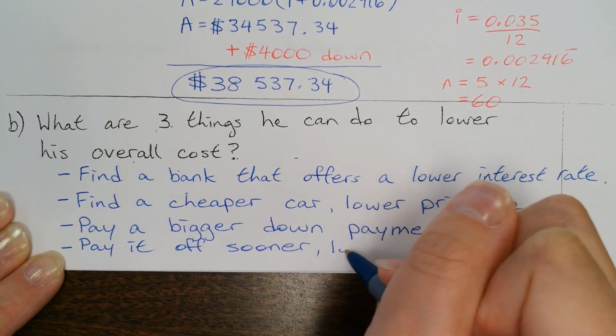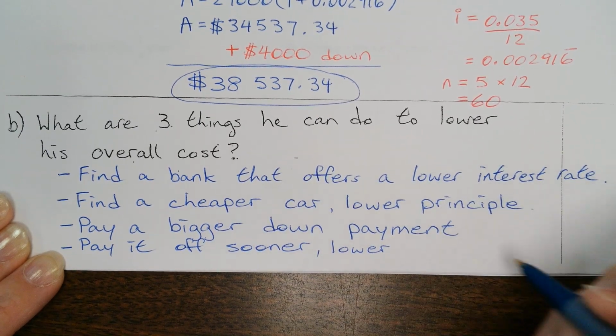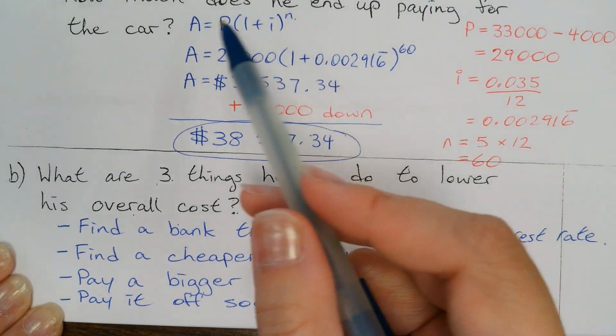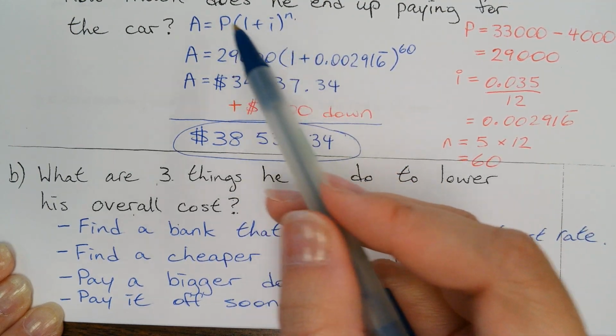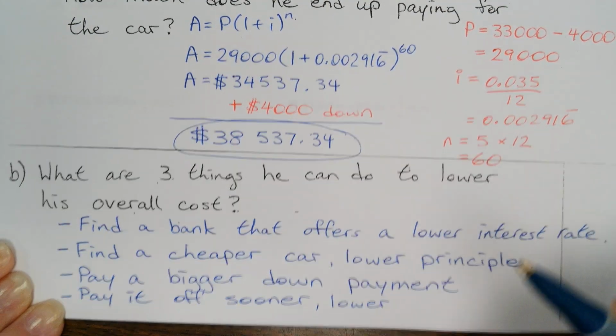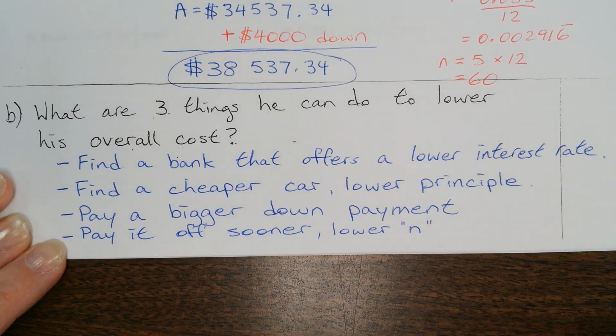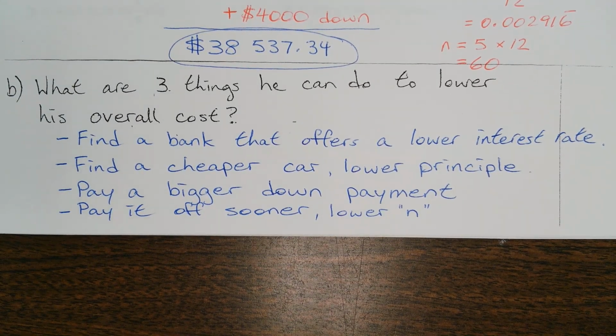So basically, lowering which variable? If I pay it off sooner, it lowers which variable? N. Yeah. Lower N. So the term. So instead of 5 years, if you can pay it off in 3 years, that will save you a lot of interest.